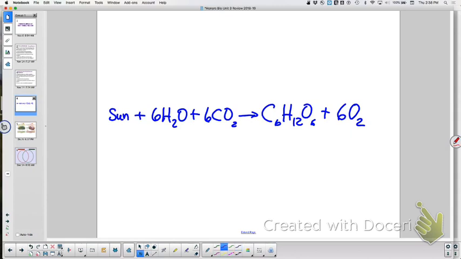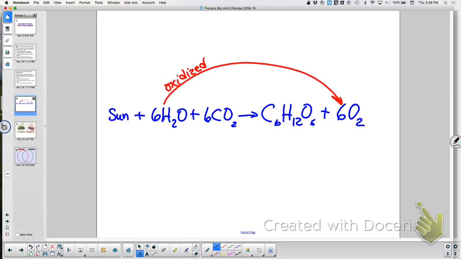Water gets oxidized. Into what? Into O2. Yep, so it got oxidized. Now tell me something else. Carbon dioxide gets reduced. Do you agree with that? And is this reaction an endergonic reaction or an exergonic reaction? Endergonic. How come you know that? The energy is on the what side? Reactant side. Okay. If you're going to do photosynthesis, don't write it like this and change the arrow the other direction. Don't do that.